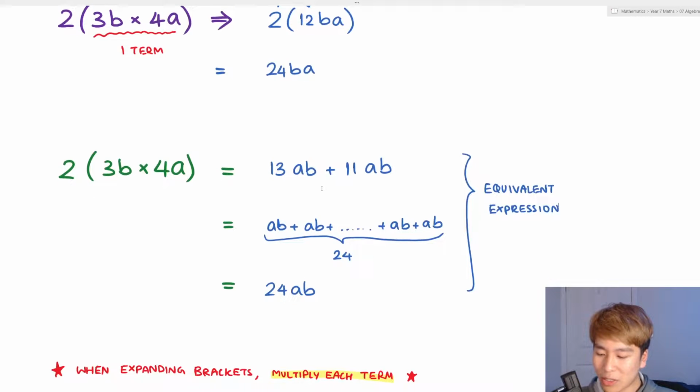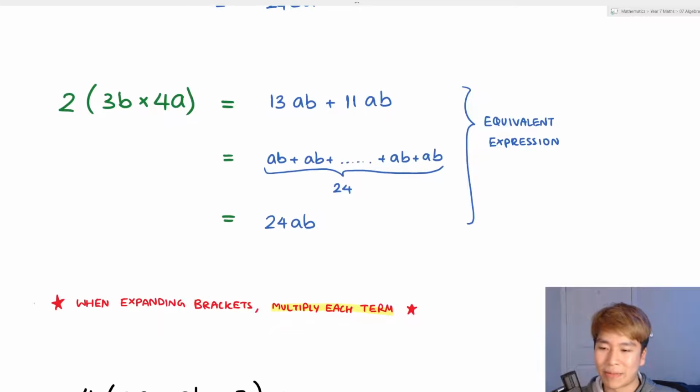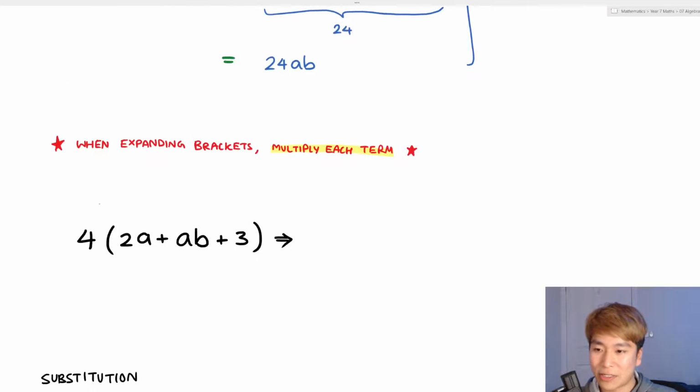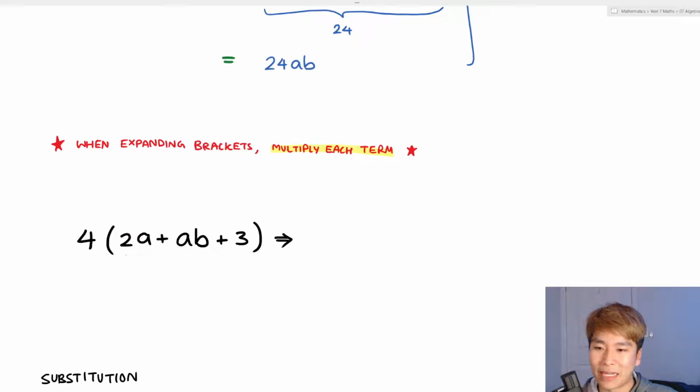Okay, cool. Now, make sure you remember that when expanding brackets, you multiply each term. Let's put that into practice here. So let's go 4 bracket 2a plus ab plus 3. Well, I have my number in front. Let's have a look at my pronumerals. I have 3 different terms, right? 2a is one term, ab is another term, and 3 is another term because they're separated by the plus. So I multiply the first term, the second term, and the third term, okay?